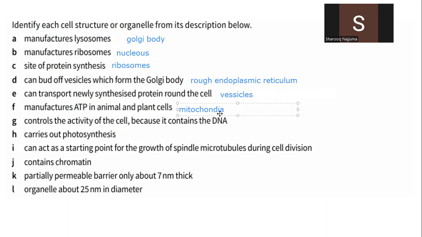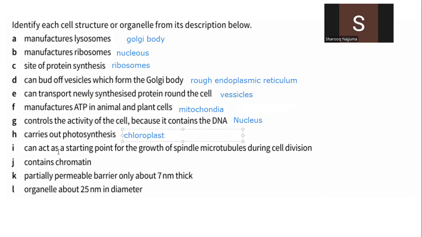Controls the activities of a cell because it contains DNA. I'm sure everyone knows that. Which organelle controls cell activities? And that is the nucleus. Clap for yourself. Yes, it's the nucleus. Which organelle carries out photosynthesis? I would be heartbroken if you really can't answer this. Photosynthesis, yes, you're right. That is the chloroplast.